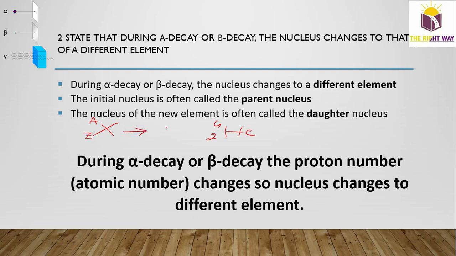Decay. What is going to happen? Its atomic mass decreases by 4 and atomic number decreases by 2. Now we can see that its atomic number changes. The parent nucleus has atomic number Z and the daughter nucleus has atomic number Z minus 2. An element is known by its atomic number. So if the atomic number changes, it means that it is not the same element now. It changes to some different element.